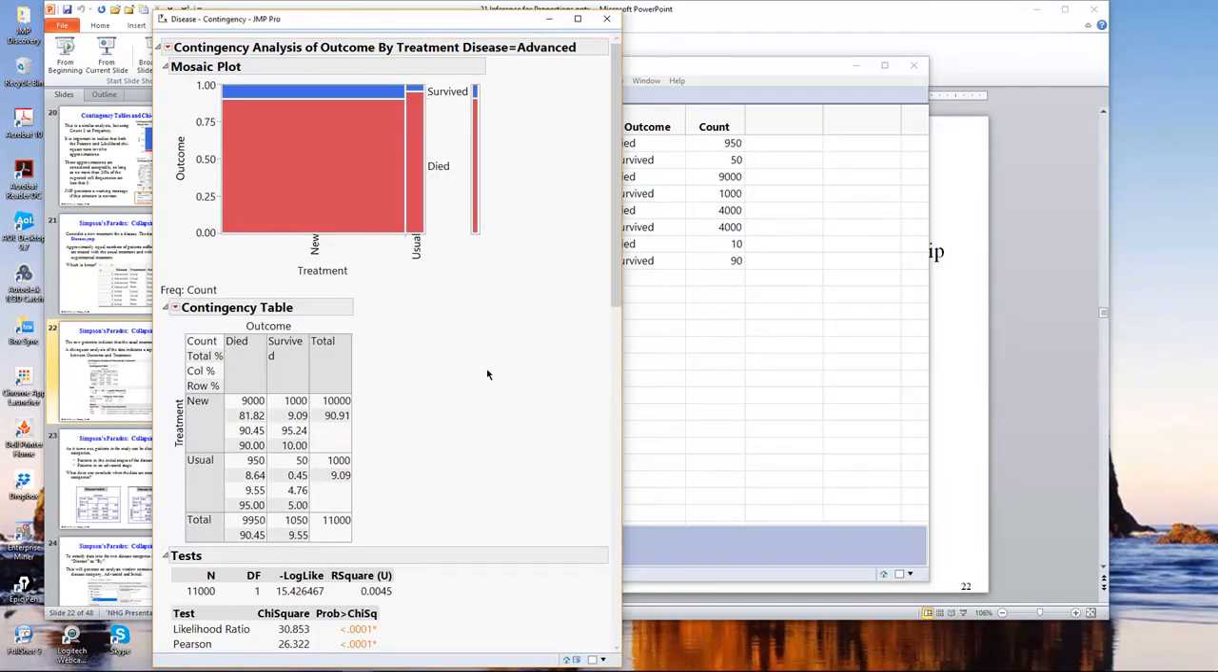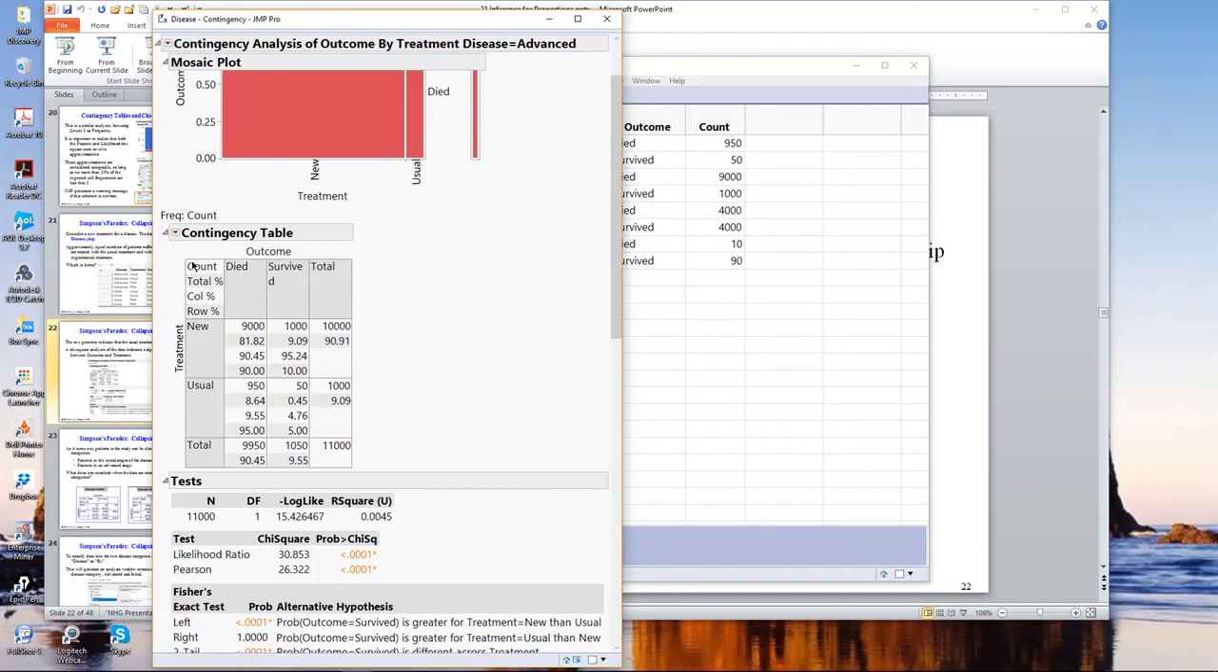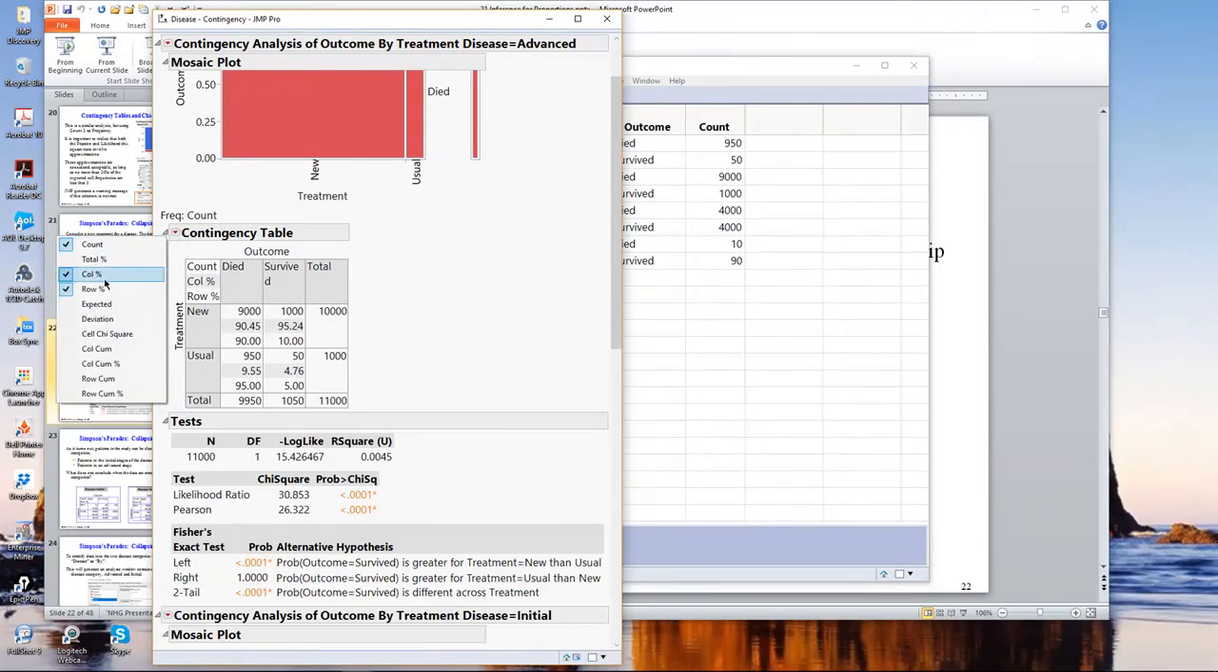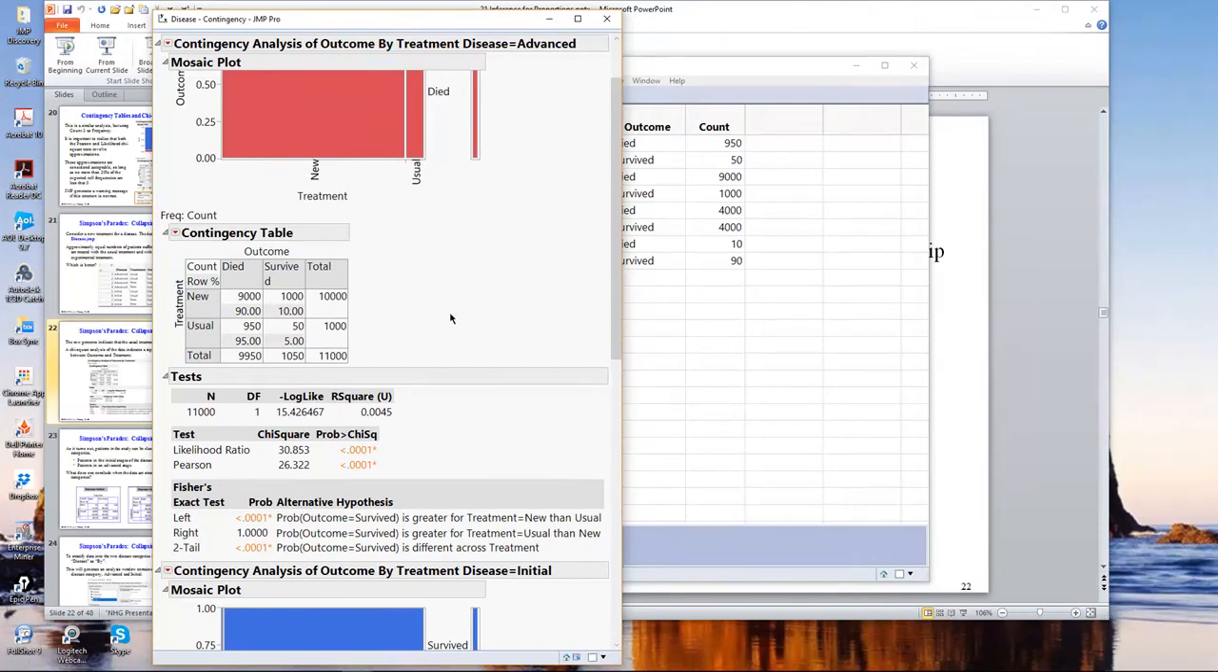Okay. So for the first case, this is where people were in the advanced stages. Again, I'll simplify the display. Notice for advanced, for the new treatment, there were 10,000 subjects and only 1,000 for the usual. This actually would make some sense because if the usual treatment had a high risk of death if you're advanced, doctors might be more likely to put you in the new treatment hoping for better outcomes.